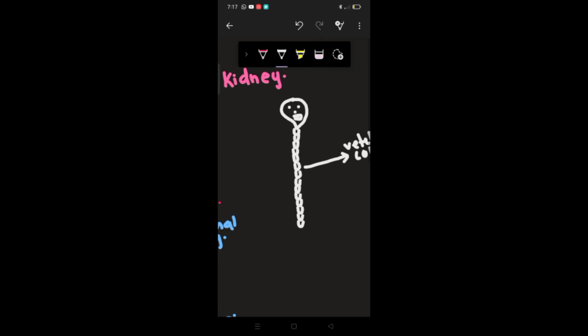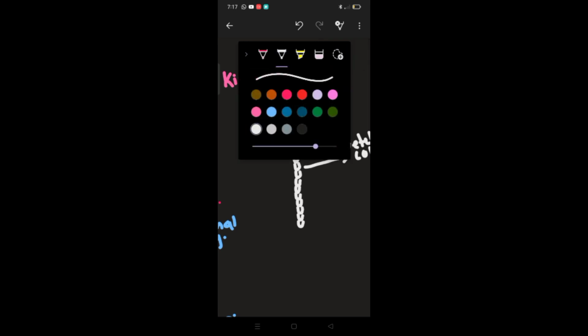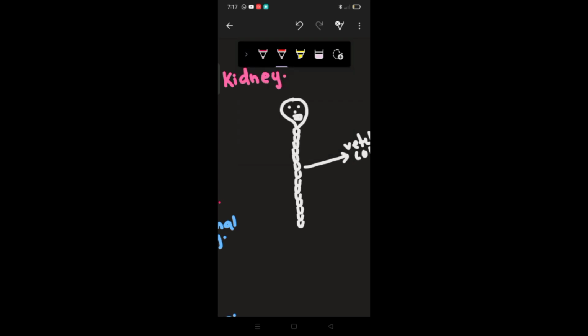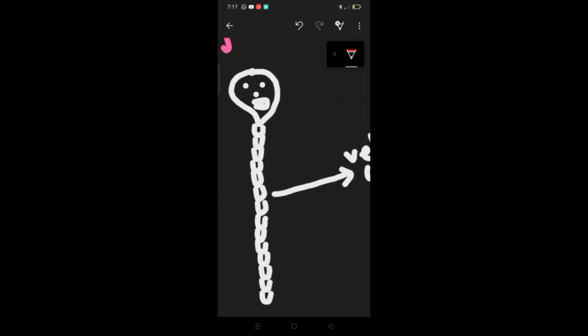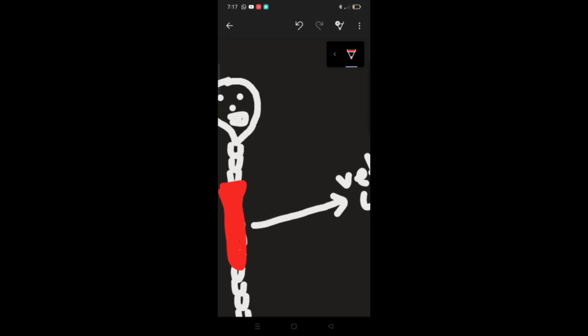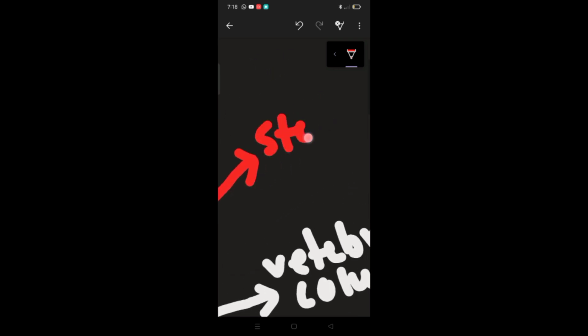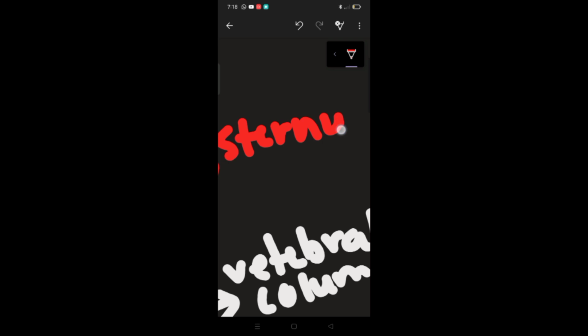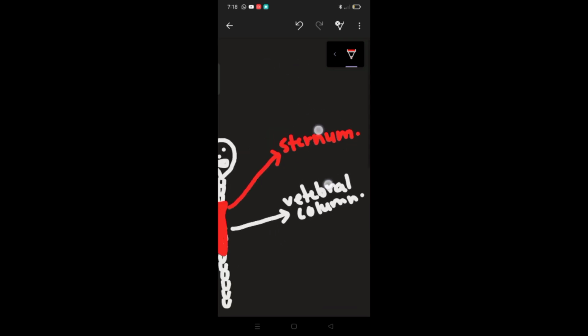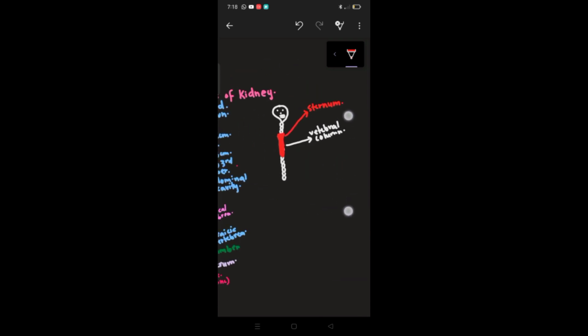Alright, so now in the front side we do have the sternum. So I'm making that sternum with red color. It's like this. This is the sternum I do have. I should color this out, which is in the front. So here I have made the sternum as well.